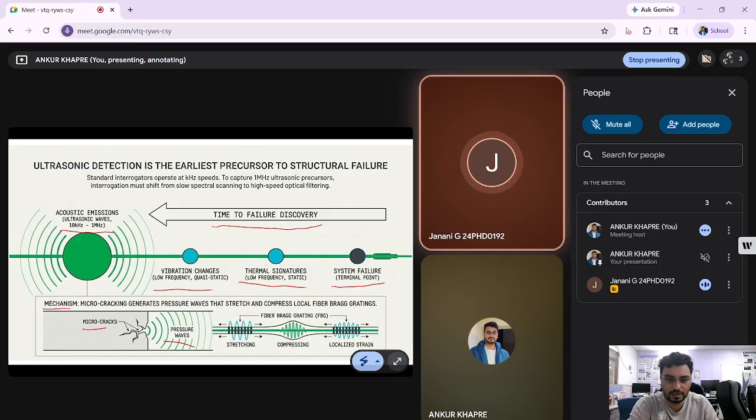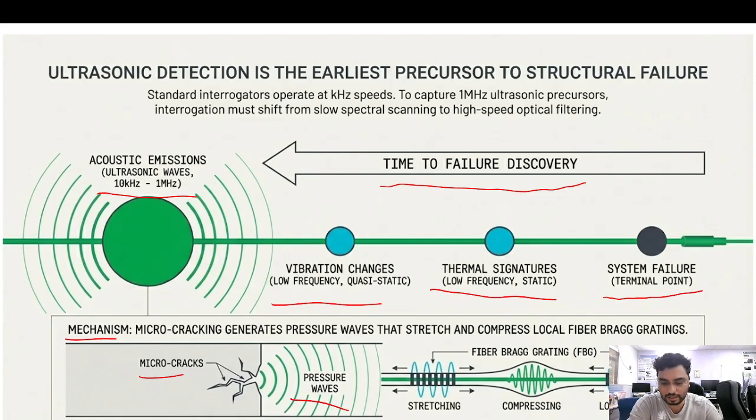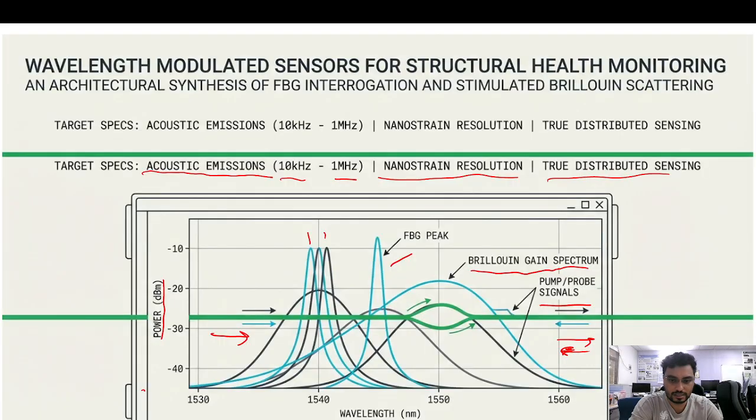Is it visible? Okay. So this week we are going to discuss the wavelength modulated sensors, the extended part. I'll briefly introduce what I have discussed till now. So wavelength modulated sensors for various applications. One of them is structural health monitoring, and for it you can see one plot where there are so many kinds of signals. The FBG peak is there, blue and green spectrum, pump probe signals.